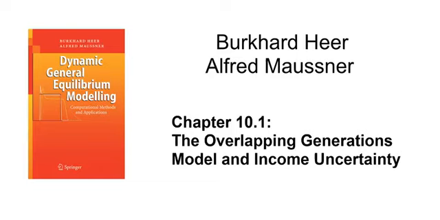Dynamic General Equilibrium Modeling by Burkhard Heer and Alfred Maußner, Chapter 10.1, The Overlapping Generations Model and Income Uncertainty.